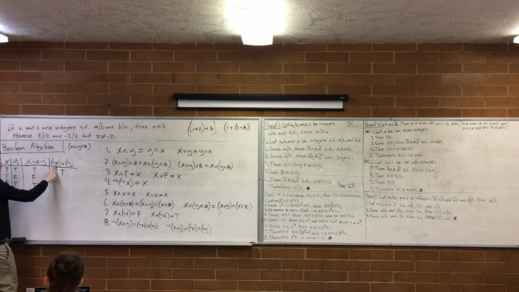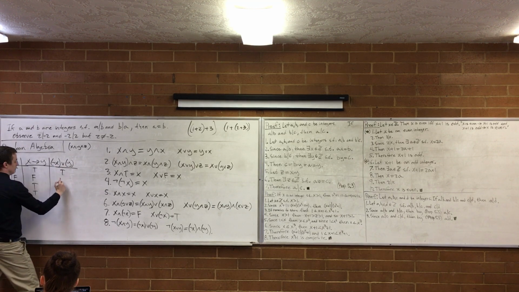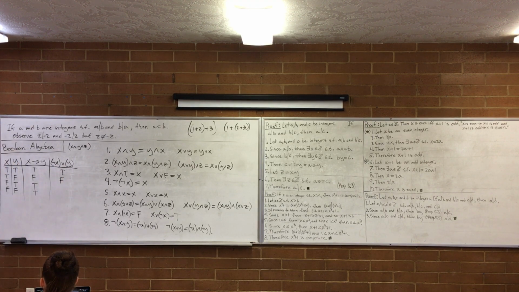Not true is false. False or false is false. True. False or false is false. And then anywhere y is true, it's true, right? So that gives us a true there. And then finally, plug in false and false. What do you get? True. And it's logically equivalent.